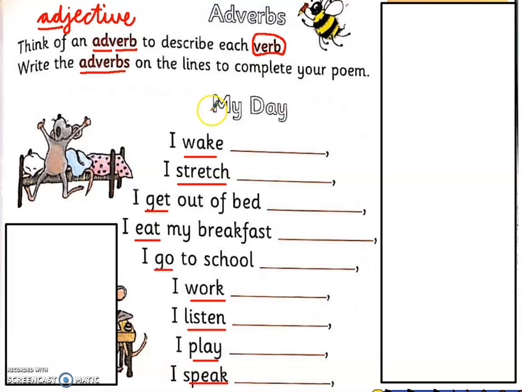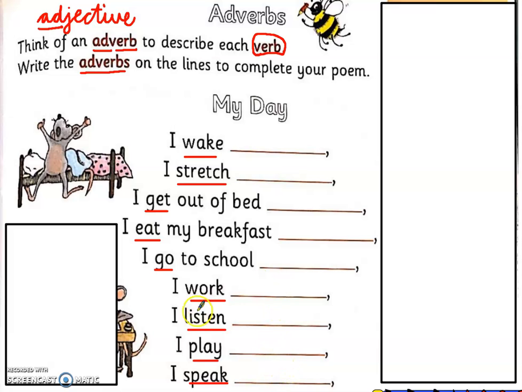So you're basically going to be saying, well, what way did you wake up in the morning? Or how did you stretch? Or how did you get out of bed? What way did you feel? What way did you eat your breakfast? What way did you go to school? When you were at school, what way did you work? Or how did you listen? How did you play in the yard? What way did you speak? So it makes all of these sentences so much more interesting.